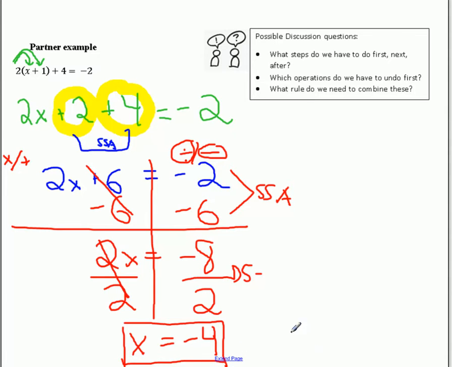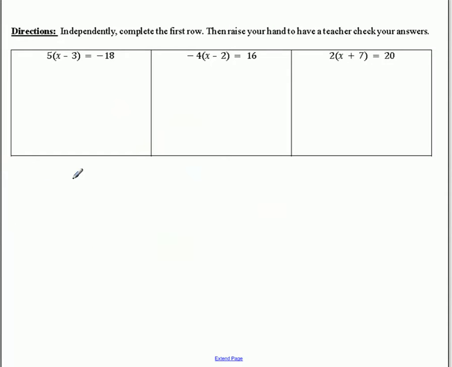If not, we're going to try some more of these. So again, focus on the steps. Distribute first. Combine like terms. Then solve the way we've been solving this whole time. Independently, your job is to start on the first row. Solve them. Have the teacher check your answers. And then go on to the second row.